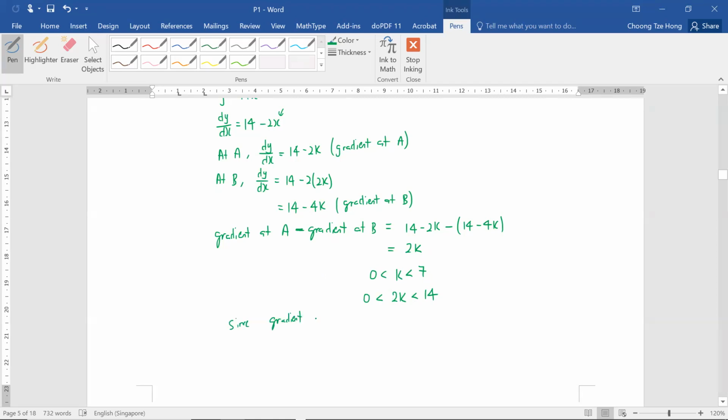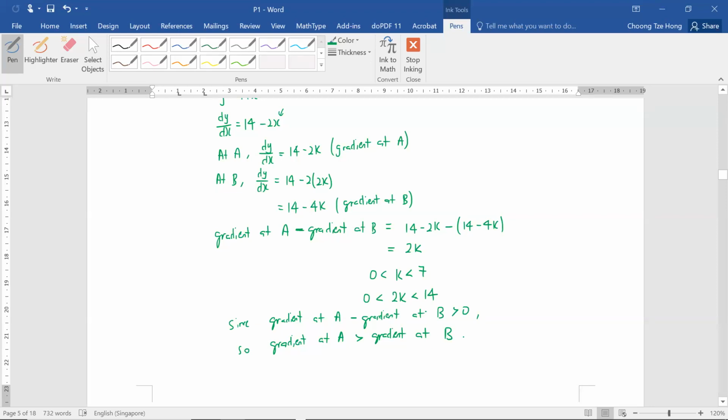So we can write: since gradient at A minus gradient at B is 2k, and k is greater than 0, the gradient at A is greater than the gradient at B. Alright, so this is the solution for this question.